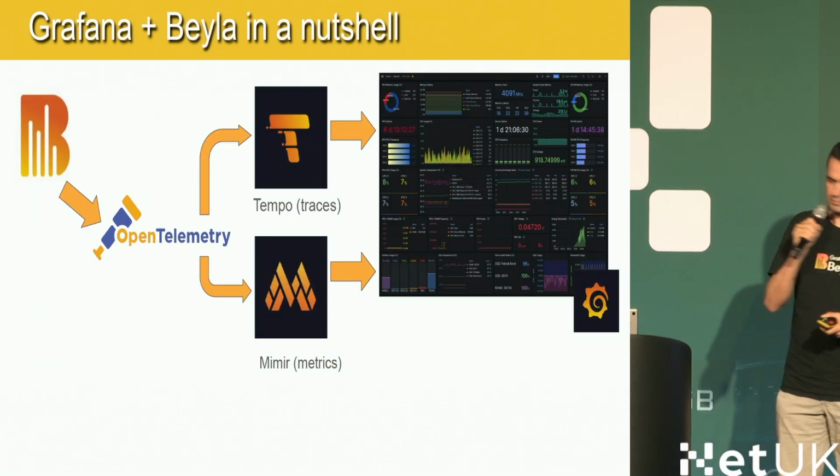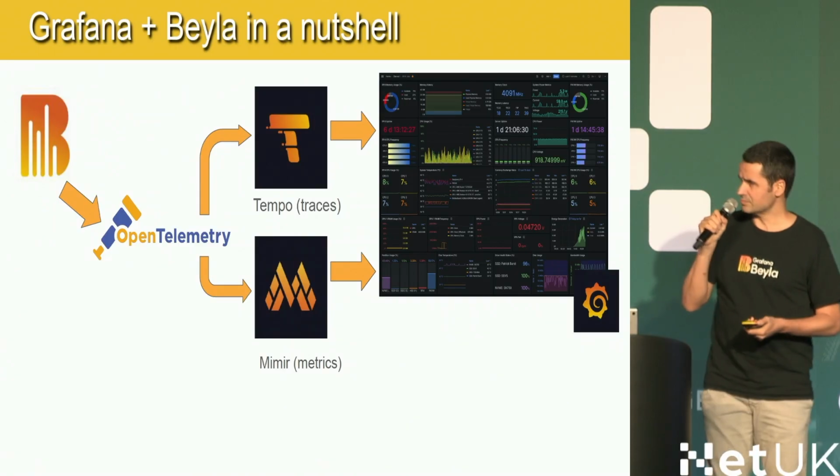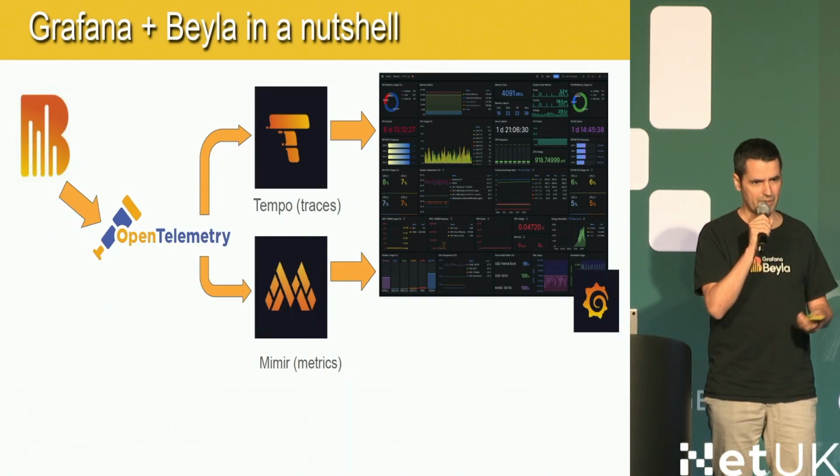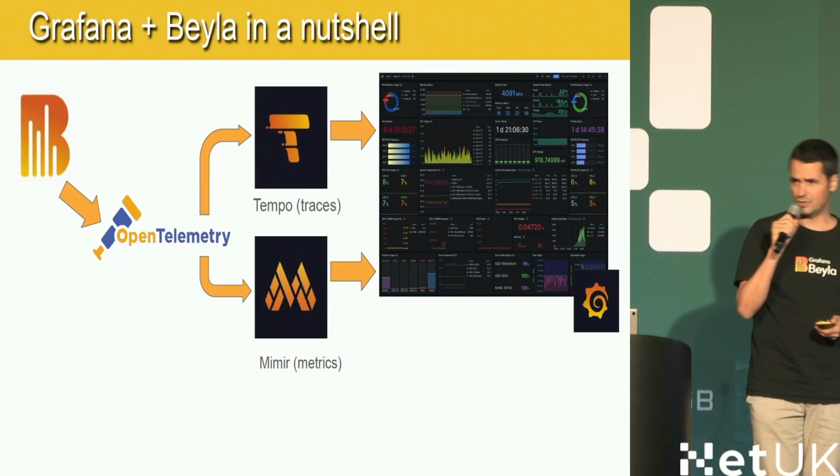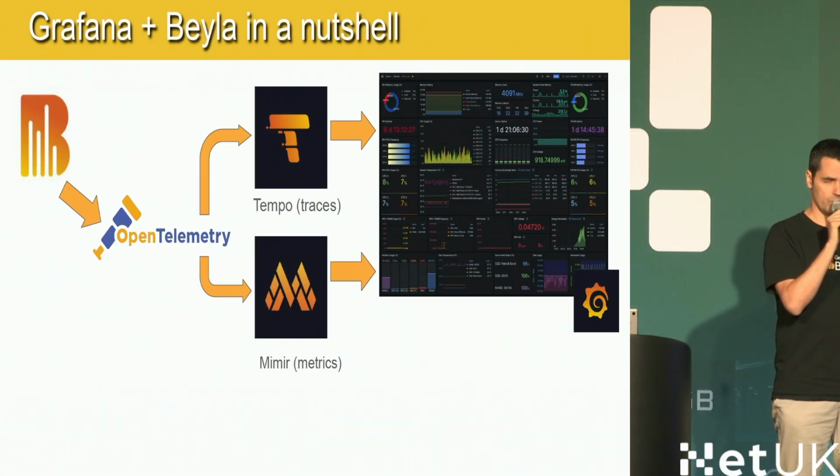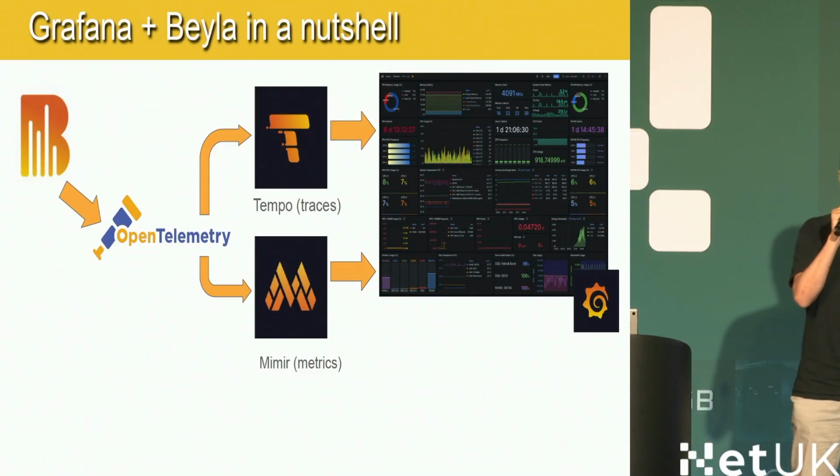So Beyla can export the metrics and traces via OpenTelemetry. Does somebody know what OpenTelemetry is? Okay, a few of you. OpenTelemetry is a standard and open format for exporting your observability data: metrics, traces, logs. This is not a single company's protocol.